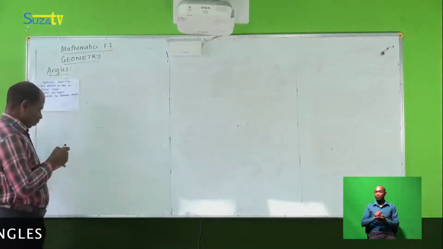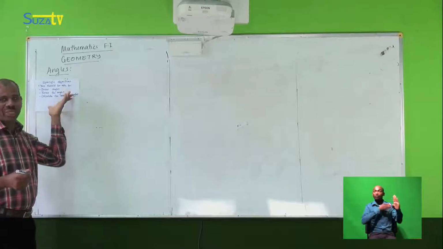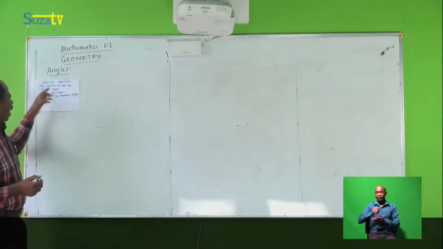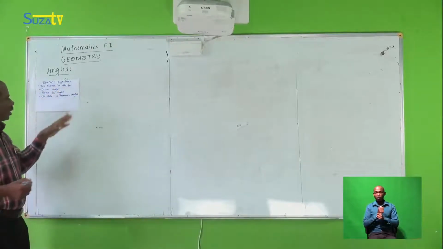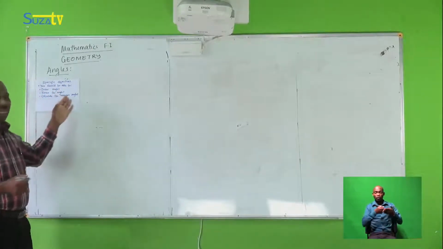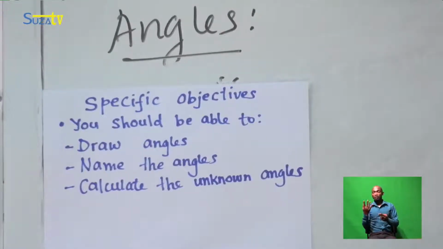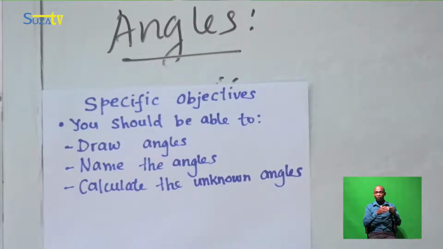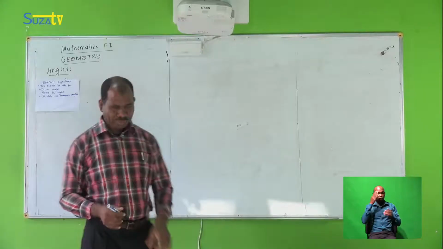But before that, let us share the objectives of the lesson today. By the end of the lesson, you should be able to draw angles, to name the angles, and finally to calculate the unknown angles.